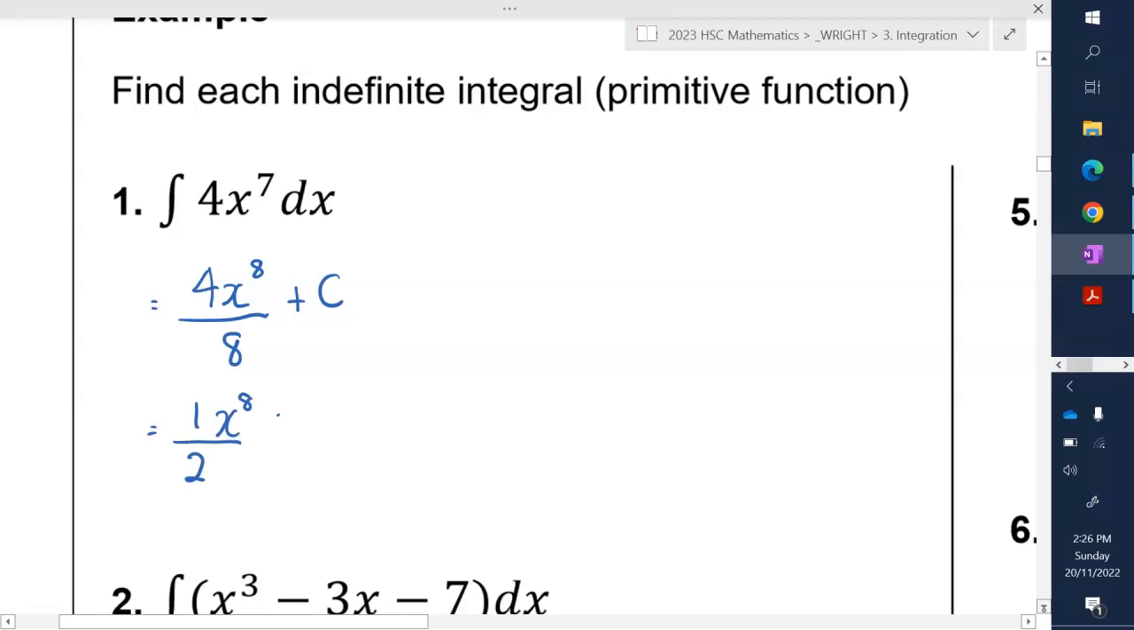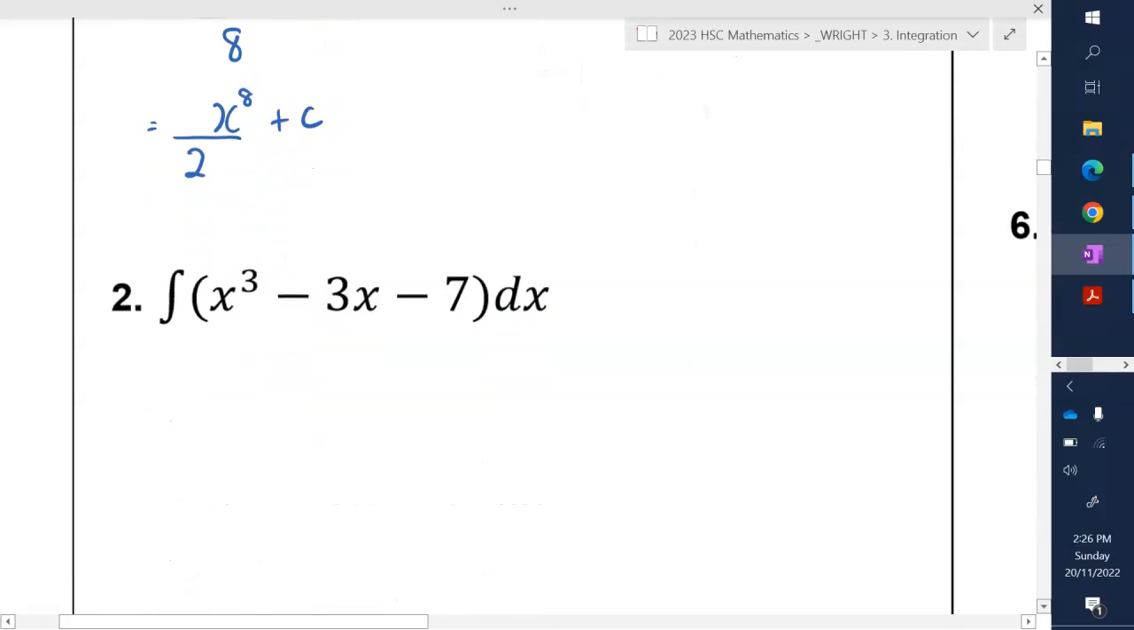x to the 8 plus c. And I don't need that 1 out the front there, so I'm going to remove that. So it just becomes x to the power of 8 plus c. Fairly straightforward. We've just got to remember that plus c. Let's have a look at our next one.